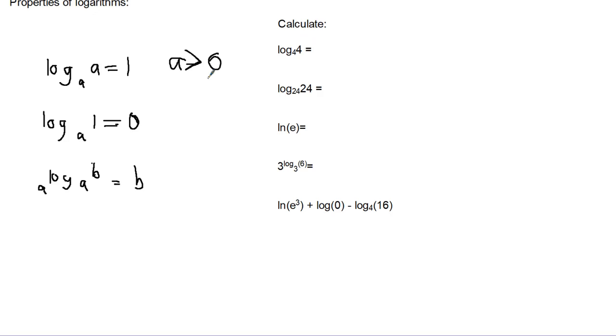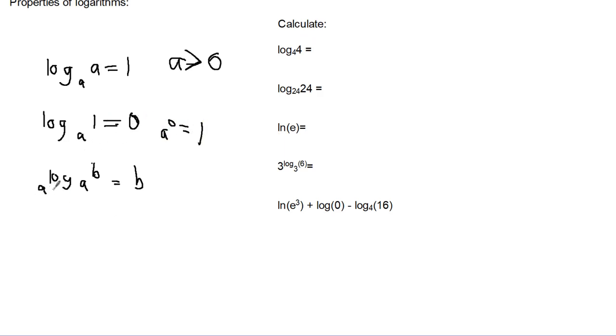You cannot take a log of a negative. That's really important. You cannot take a log of a negative, right? So log base a of a is 1. Log base a of 1 is 0, because if you take a to the 0, anything to the 0 is 1. So log base a of 1 is 0.